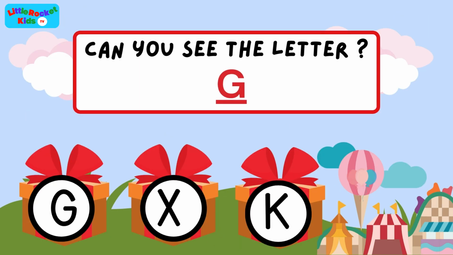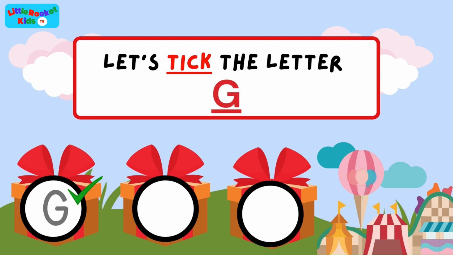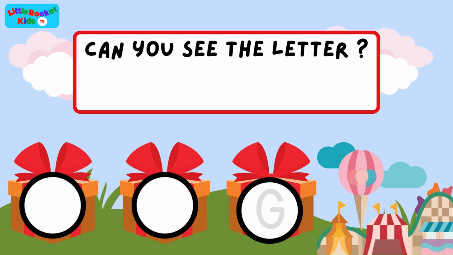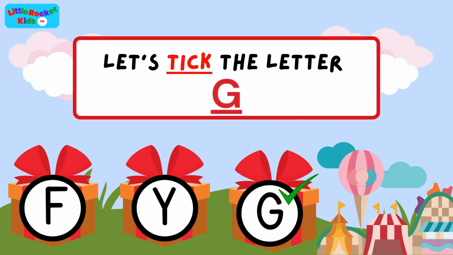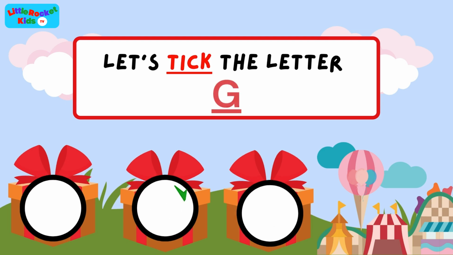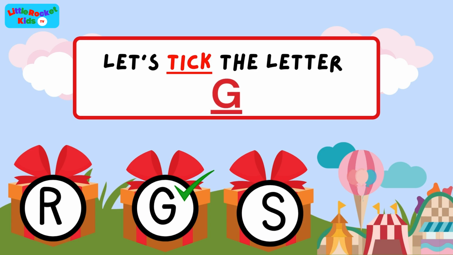Now children, can you see the capital letter G here? Come, let's tick it together. Yes, that's right. One more time. Can you find the capital letter G and tick it with me? Correct. Very good. Now, last time. Can you find capital letter G? Now tick it. Very good.